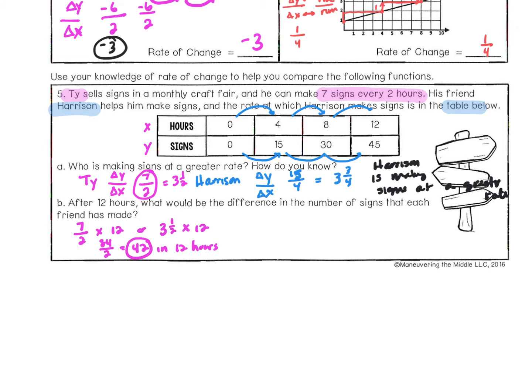And now let's go to Harrison. Harrison can make 3 3/4 signs per hour, or we could also write that as 15/4 times 12 hours, or we could take 3 3/4, both of these are unit rates, times 12. And so pause and use your calculator. Both of these would leave us with 45 signs, and I should have written it for signs, in 12 hours. So if you want to put signs here, that'd be helpful, okay?